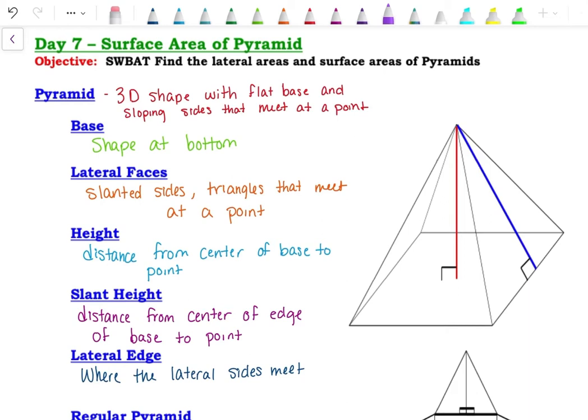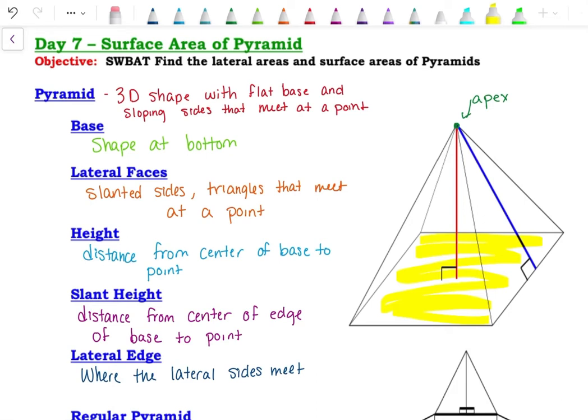So a pyramid is a 3D shape with a flat base and sloping sides that meet at a point. This point at the top we call the apex. In this pyramid to the right, this whole square at the bottom will be our base. The base is usually going to be the shape at the bottom. It can be any shape, usually a square or a triangle, but it really could be anything.